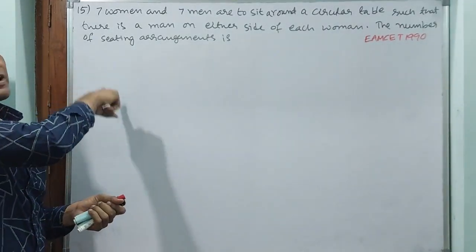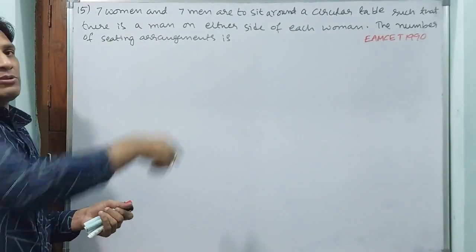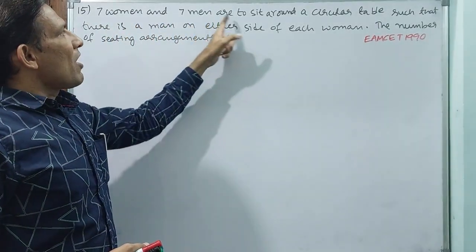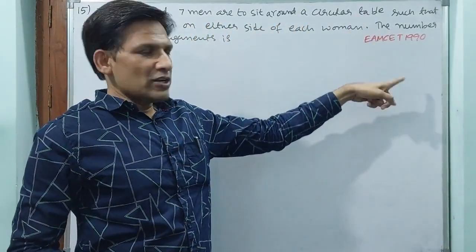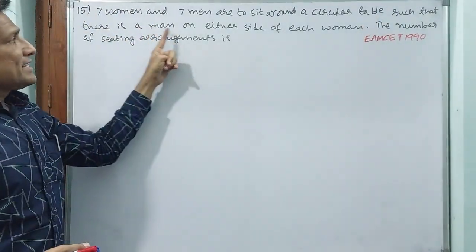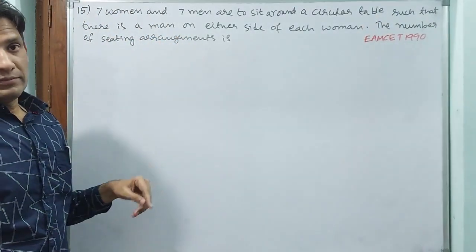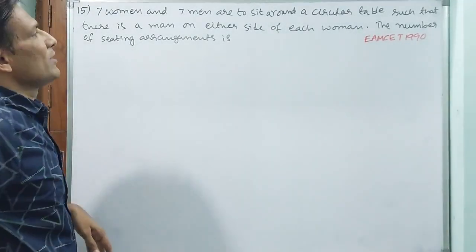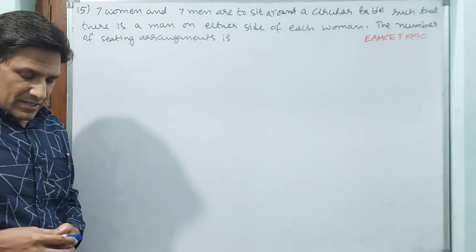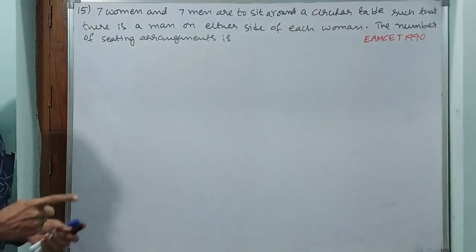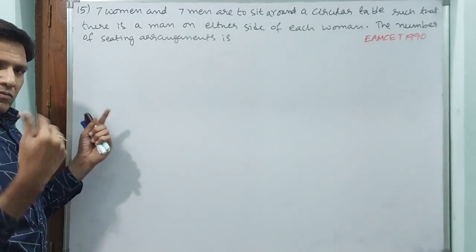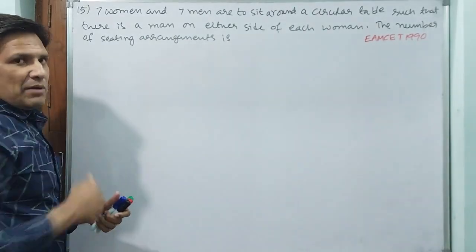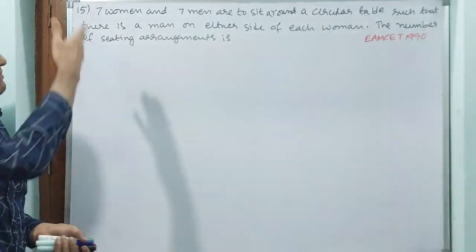Okay, see here, 7 women and 7 men are there, and they are sitting around the table. First of all, let me study the question. 7 women and 7 men sit around a circular table, circular permutation, such that there is a man on either side of each woman. Every woman should have one man on both sides at the circular table. The number of seating arrangements is, okay, here also every woman should have a man on both sides, which means automatically 7 women sit with 7 gaps, then only this is possible. Why? Because 7 men are there.